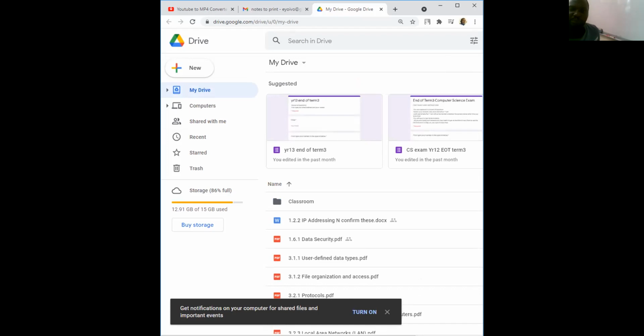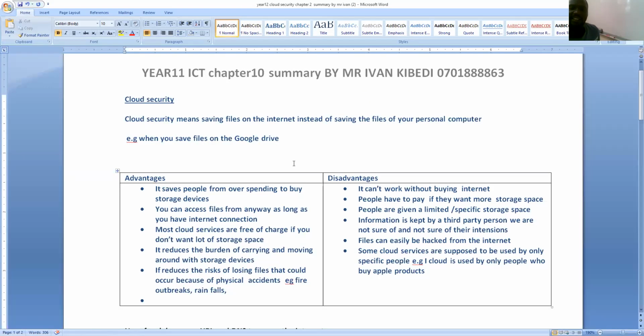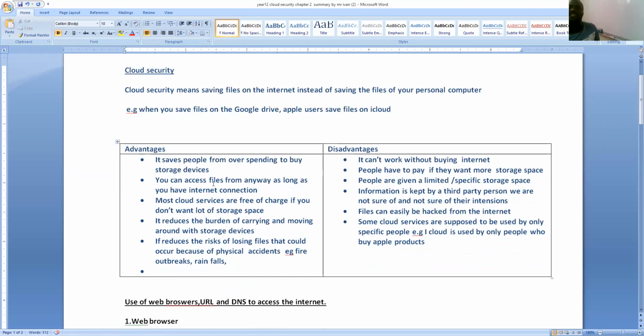First of all, before we look at why it's good, another example is iCloud. I think you know iCloud. Yeah, the Apple users save files on iCloud. That's another example of cloud computing. What are the advantages? They're right there. I don't even need to explain. Just go through them. They're very clear.